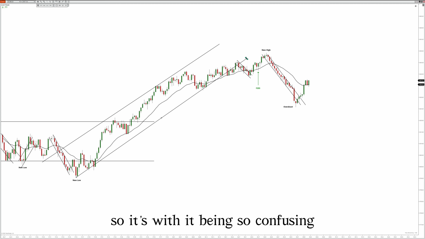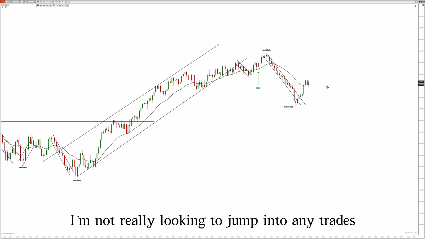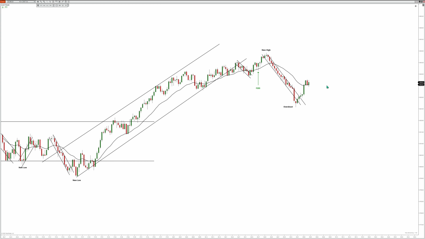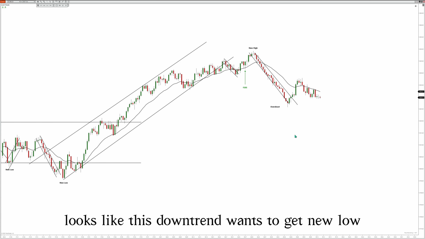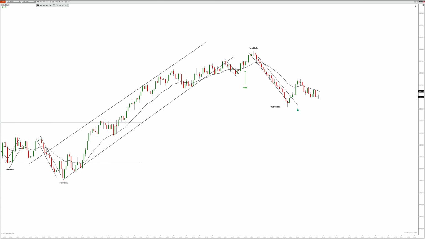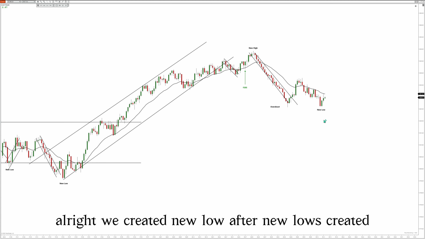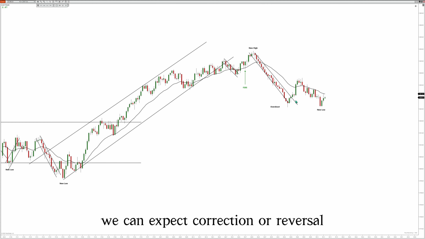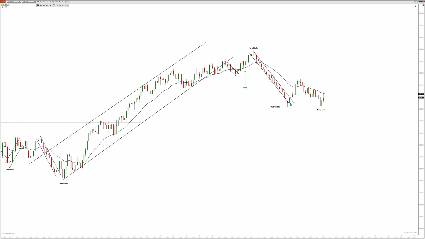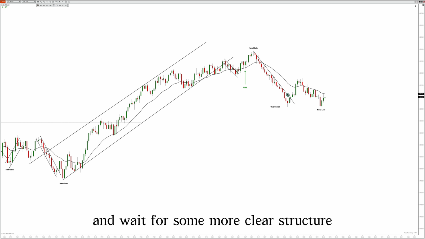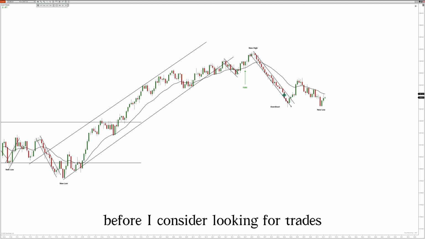With it being so confusing, I'm not really looking to jump into any trades, long or short. Kind of just got to sit on my hands and be patient here. Looks like this downtrend wants to get new low. All right, we created new low. After new low is created, we can expect a correction or reversal. So we're still in an area of development here. Definitely got to be patient and wait for some more clear structure before I consider looking for trades.